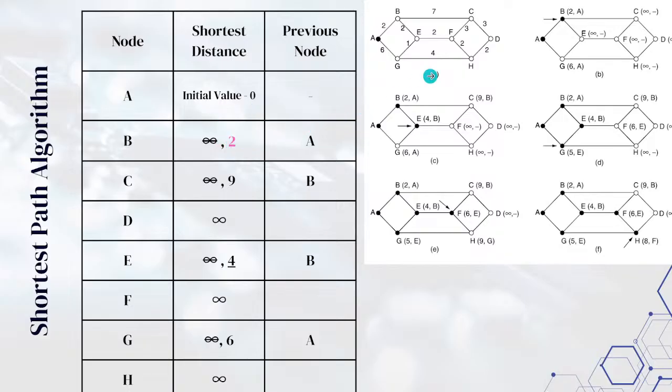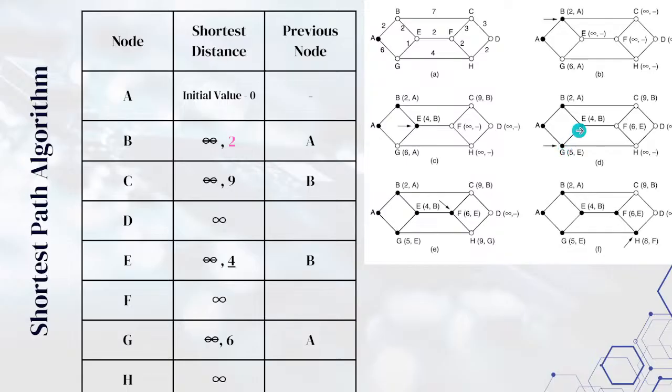Now the next one is E. I'm going with E. The visited nodes are A, B, and E. G I haven't visited; actually I only reached G. So now I'm in E. What are the connected nodes of E? We can see F is there, and G is there.